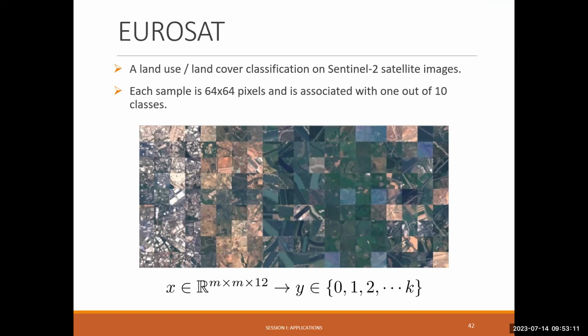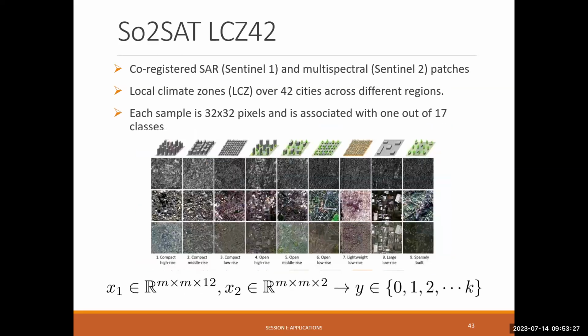So it's 64 by 64. You can imagine the input being 64 times 64 times 12, so 12 spectral bands. So the image in this case is 64 times 64 times 12. And here you can find one of the classes that is associated with it. So this is the EuroSAT dataset.